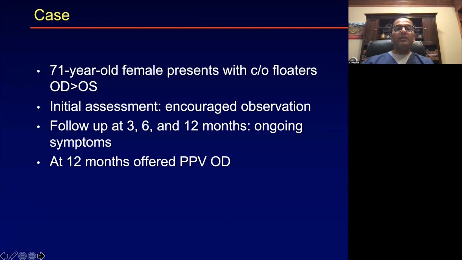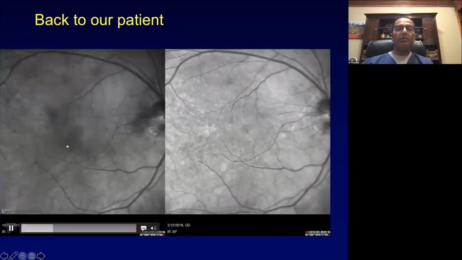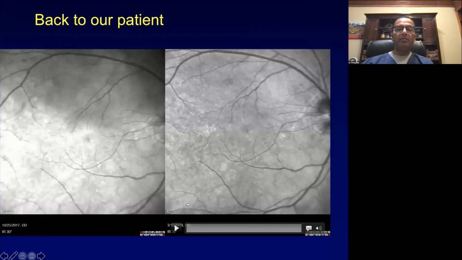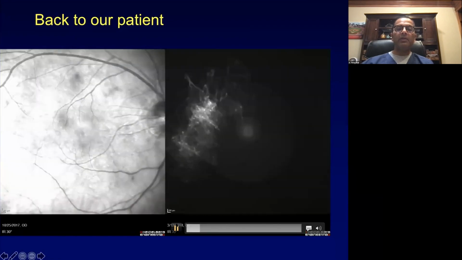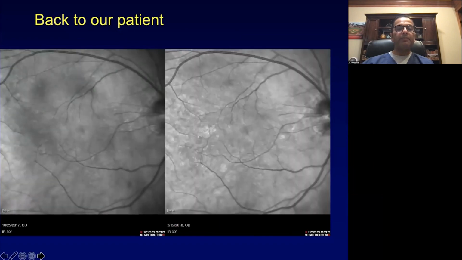And this was another case, a 71-year-old with floaters, followed up at 3, 4, 6 months, who was offered vitrectomy. Here's what it showed pre-op, and here's the post-op, which shows the video quite nicely, showing complete resolution of their symptoms.